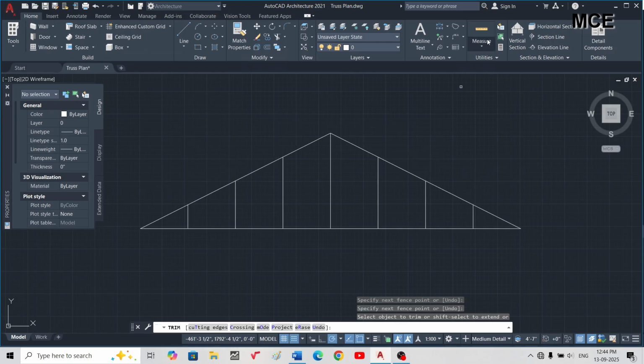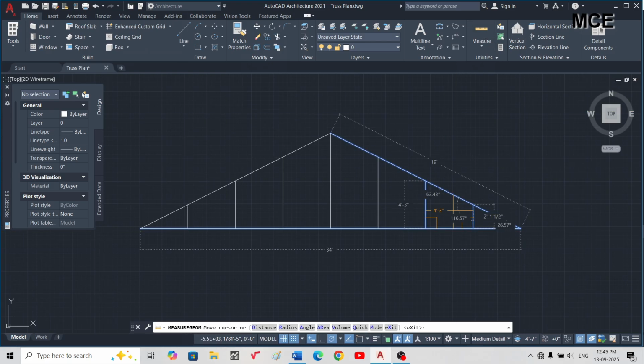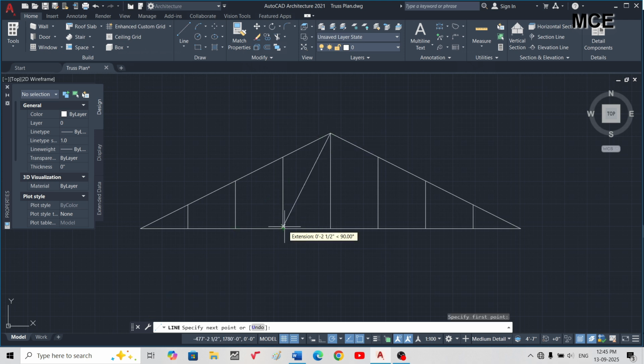So the gap between these is 4 feet 3 inches. You can check the gaps. Appropriate is between 4 to 5 feet. You can take 5 feet if the loading is less. If loading is more, decrease the spacing. After that, join these to draw the inclined member.